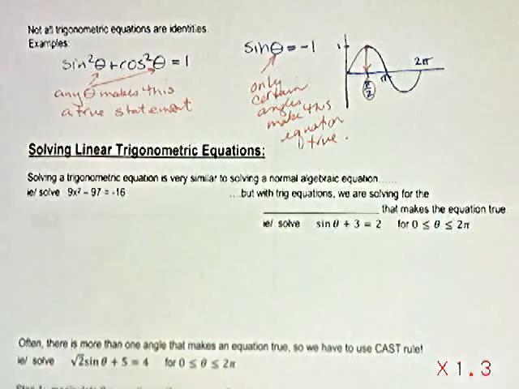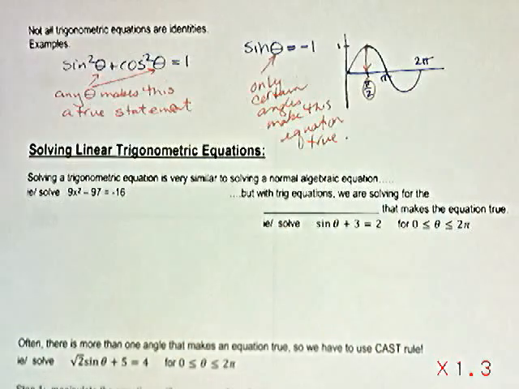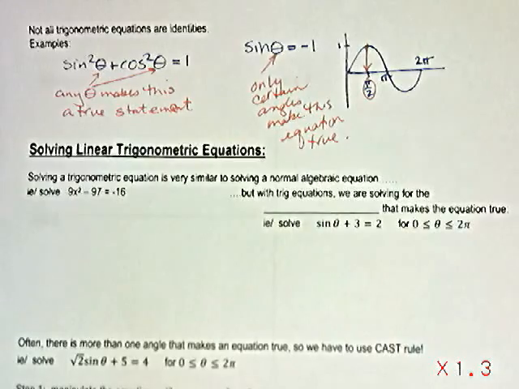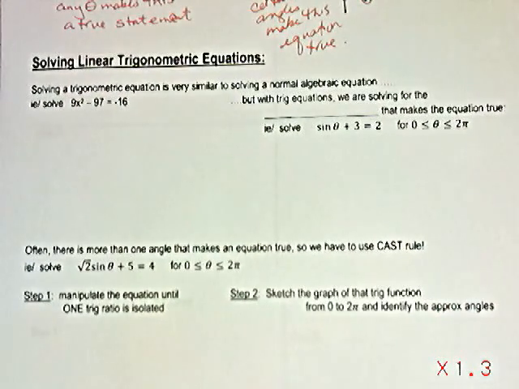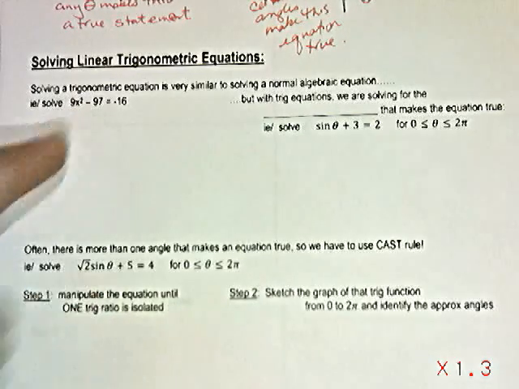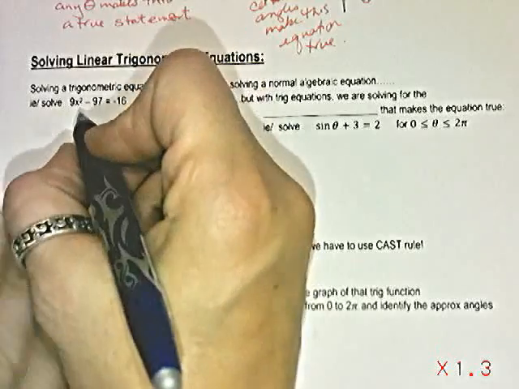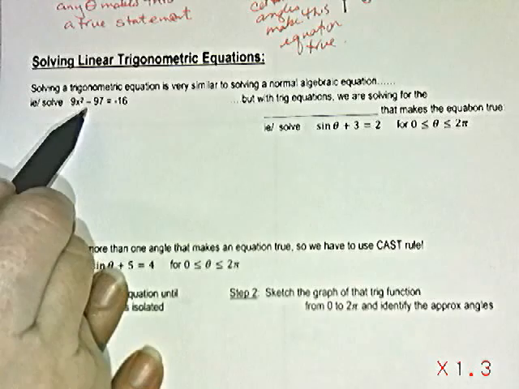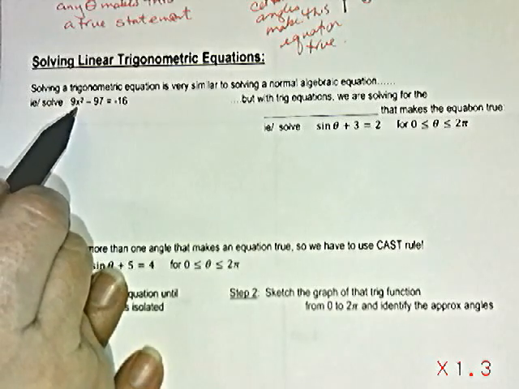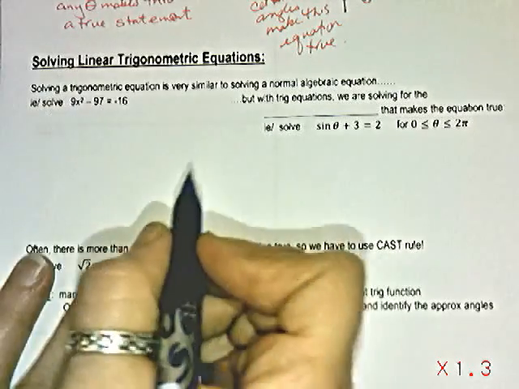So, the difference between an identity and an equation. For now, what we're going to do is launch off talking about other trig equations. Solving a trig equation is very similar to solving an algebraic equation in the way that we have done before. We try to isolate our unknown. Here we've got 9x squared minus 97 is equal to -16. What value makes that equation true? We're trying to find the mystery number that would make this side a -16.